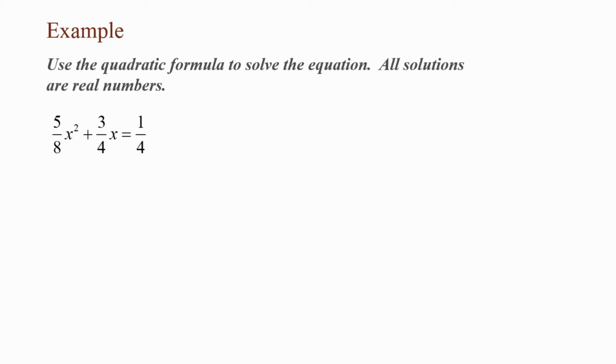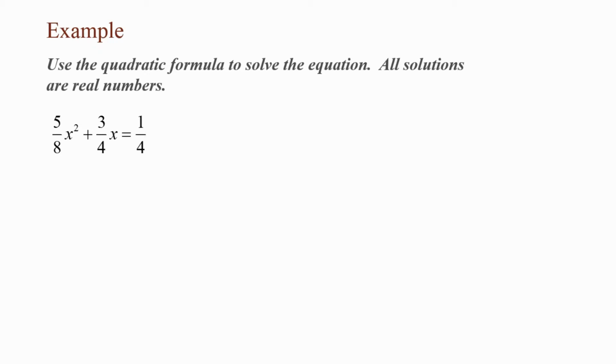In this example, we're going to use the quadratic formula to solve our equation 5 over 8 x squared plus 3 over 4 x equals 1/4. Now, it's going to be cumbersome to use fractions in our quadratic formula.